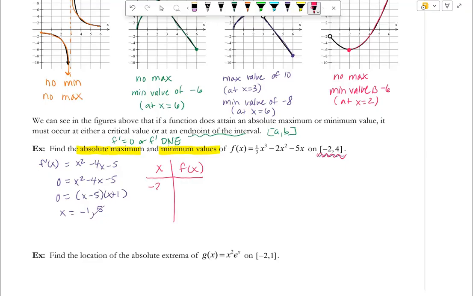So we said our endpoints of the interval are -2 and 4, and we also want to include the critical value between those, -1. And even though 5 is a critical value, we're not including it in our table because it's greater than 4. So we're going to evaluate these three values. I do want to back up though.